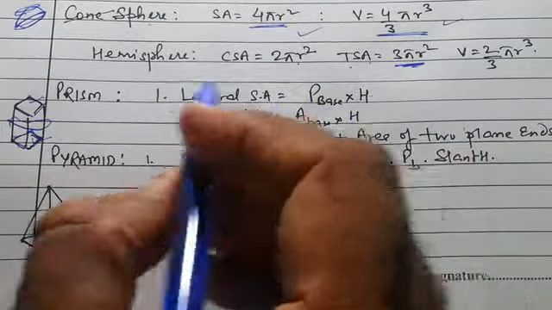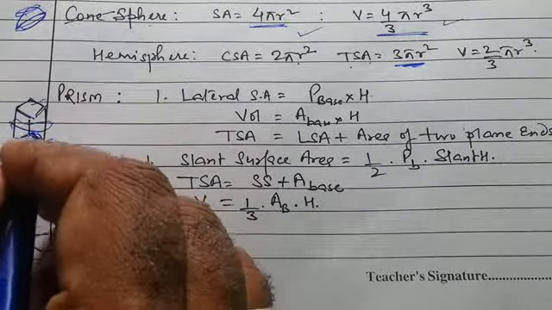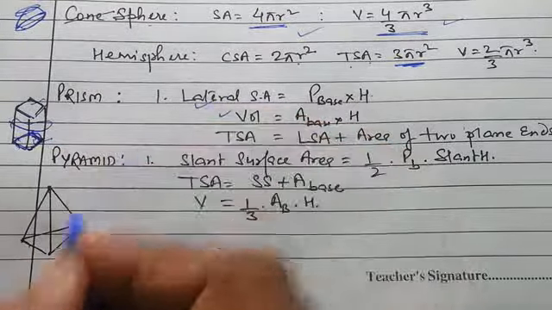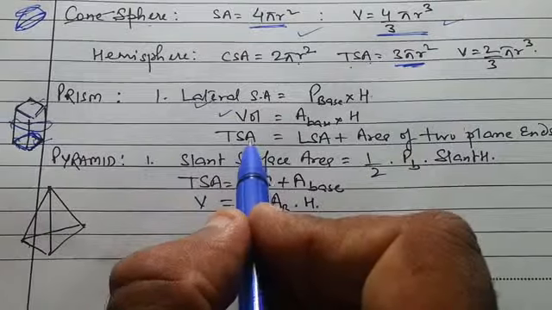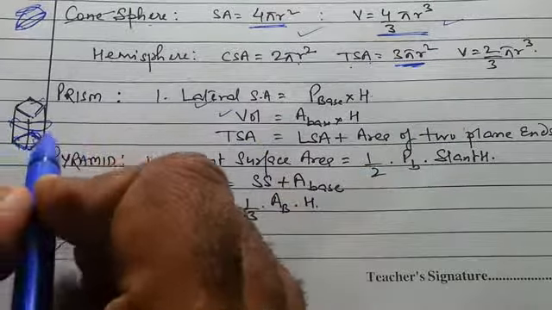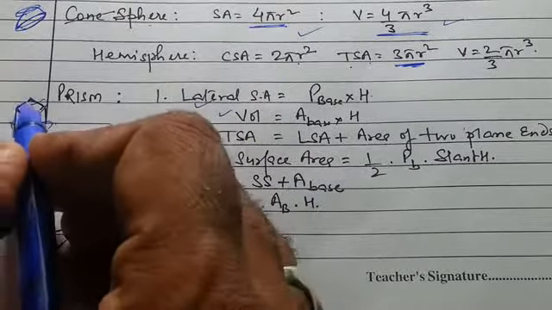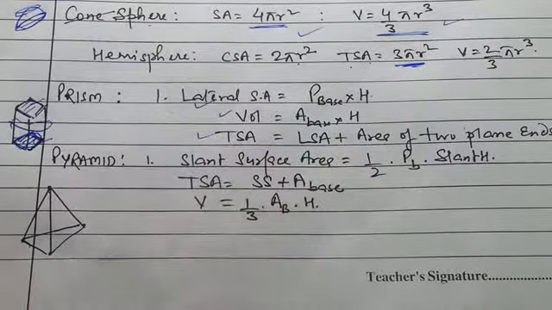And what is the volume then? Volume means area of base into height, right? The funda remains the same. Then what is total surface area? Total surface area is lateral surface area plus the area of these two ends. It is given over here.